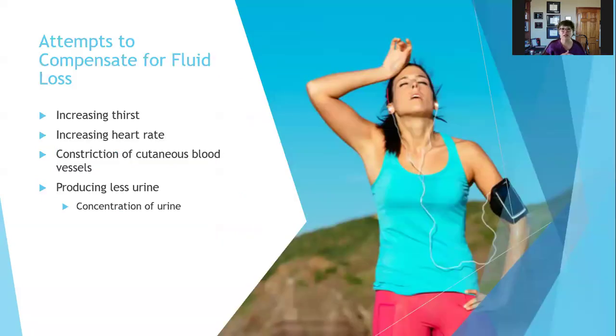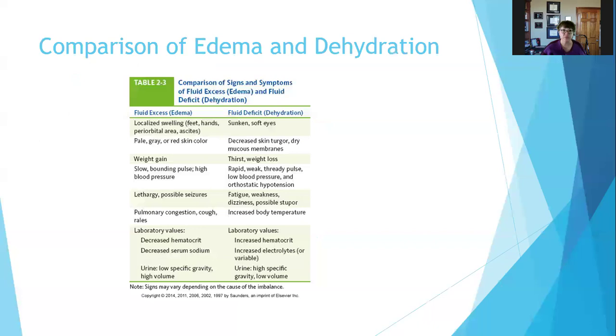The body is going to attempt to compensate for fluid loss by increasing your thirst, increasing your heart rate because we're trying to get less blood volume out, constriction of cutaneous blood vessels to shunt the fluid to the more important areas of the body, and producing less urine by concentrating the urine.